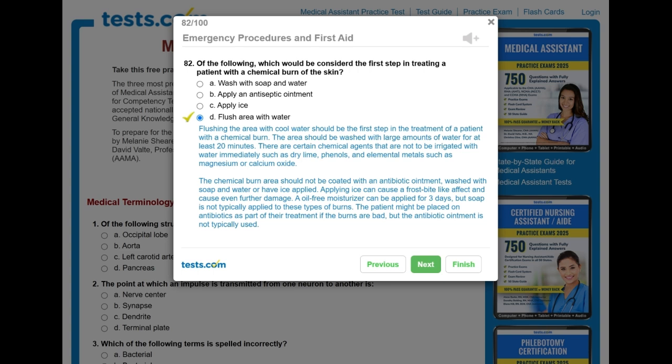Flushing the area with cool water should be the first step in the treatment of a patient with a chemical burn. The area should be washed with large amounts of water for at least 20 minutes. There are certain chemical agents that are not to be irrigated with water immediately, such as dry lime, phenols, and elemental metals such as magnesium or calcium oxide. The chemical burn area should not be coated with an antibiotic ointment, washed with soap and water, or have ice applied. Applying ice can cause a frostbite-like effect and cause even further damage. An oil-free moisturizer can be applied for 3 days, but soap is not typically applied to these types of burns. The patient might be placed on antibiotics as part of their treatment if the burns are bad, but the antibiotic ointment is not typically used.